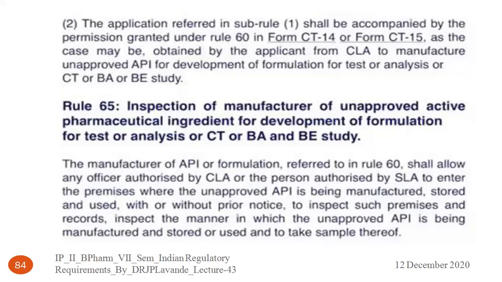The inspector may give notice or may come without notice, and they can go for inspection of the premises, they can go for inspection of the records, they can inspect the manner by which the unapproved API is being manufactured, where it is being stored, and any record related with the unapproved API. They may also take samples from the premises to the laboratories for the purpose of test.